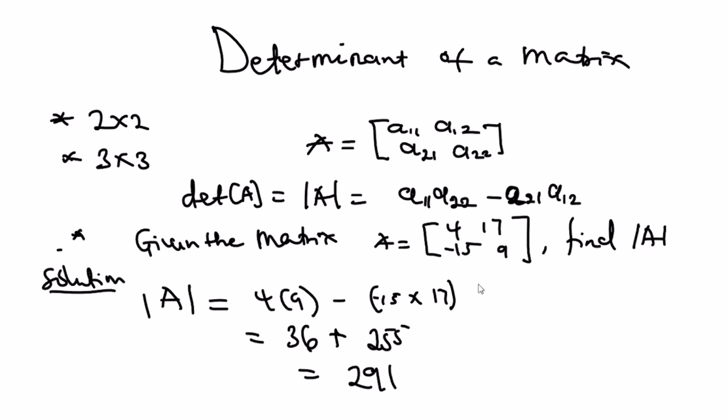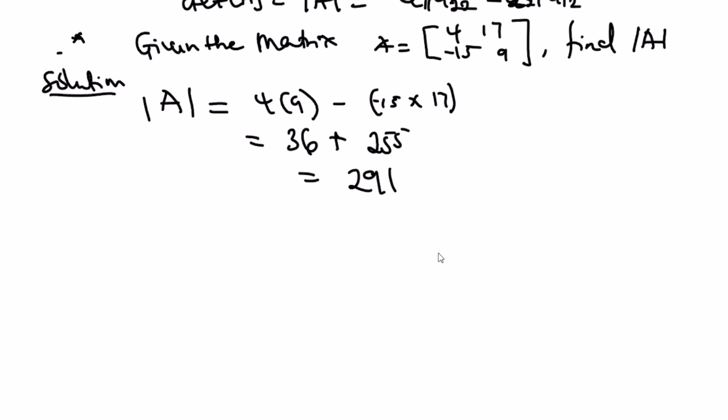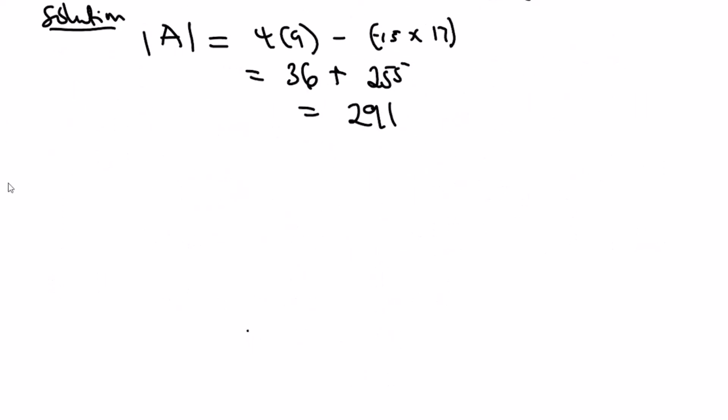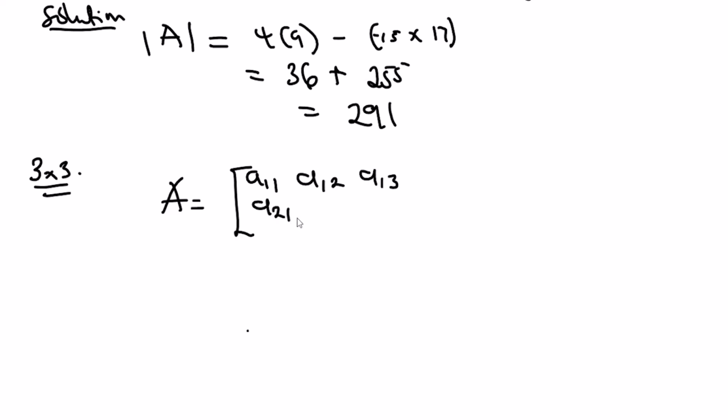Okay, so what about a 3 by 3 matrix? So let's talk about the determinant of a 3 by 3 matrix. Let's say of the form A11, A12, A13, A21, A22, A23, A31, A32, A33.